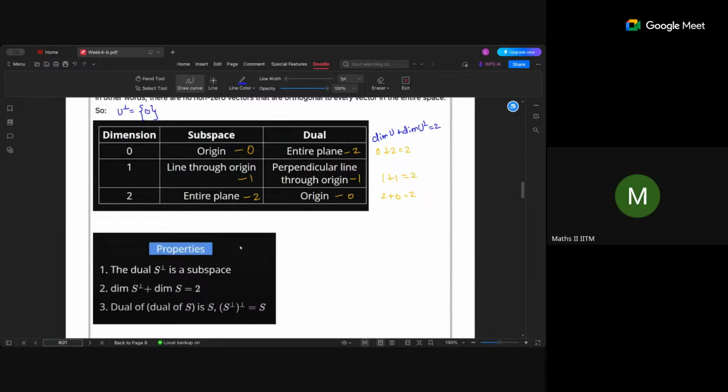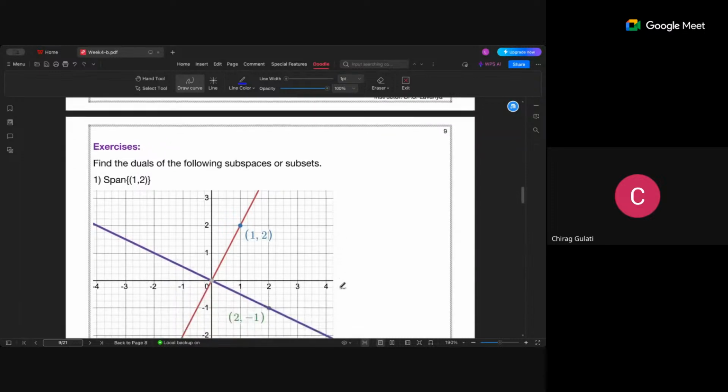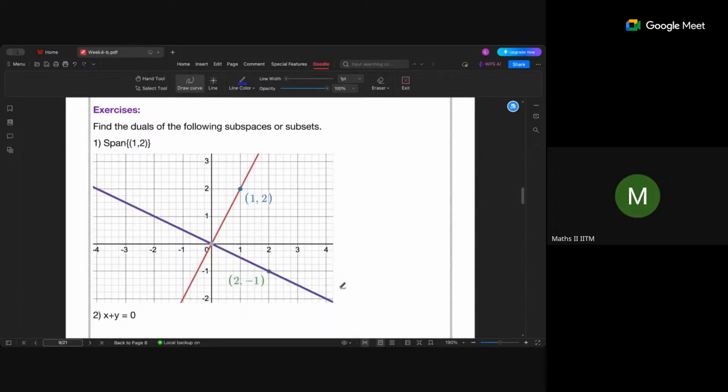Okay, these properties, are they clear? Yes, ma'am. Find the duals of the following subspaces or subsets. So you have span of (1, 2). How do you find the dual of this?